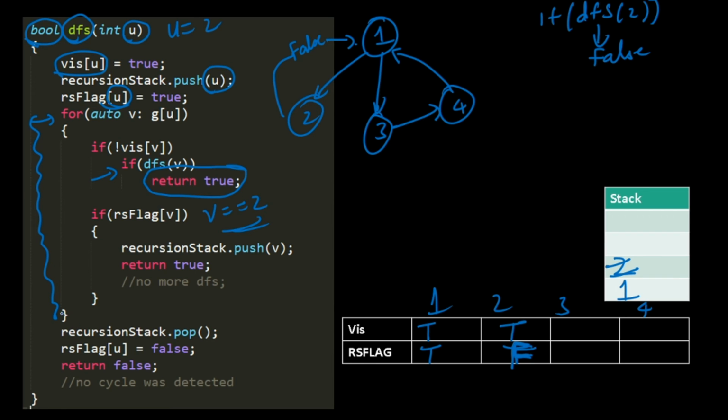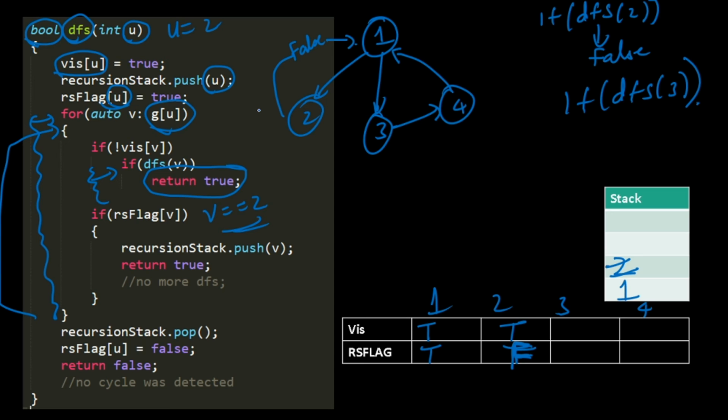So at this point, we loop back. For each V, the next child of U, what is the next child of 1? The next child of 1 is 3. Have we visited 3? No, we haven't. So this part of the code will run. If DFS of 3, what does that mean? Do a DFS on 3 and tell me what is returned. Is it returning true or false?